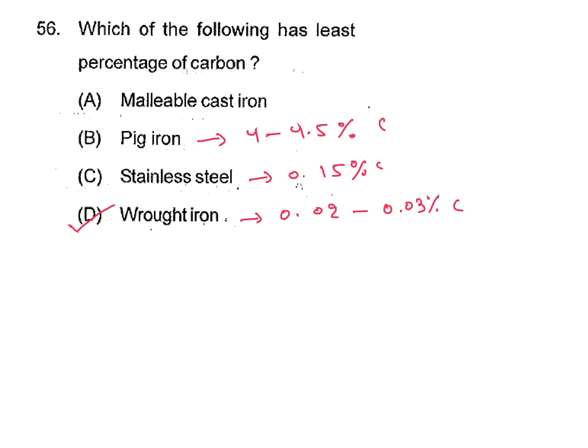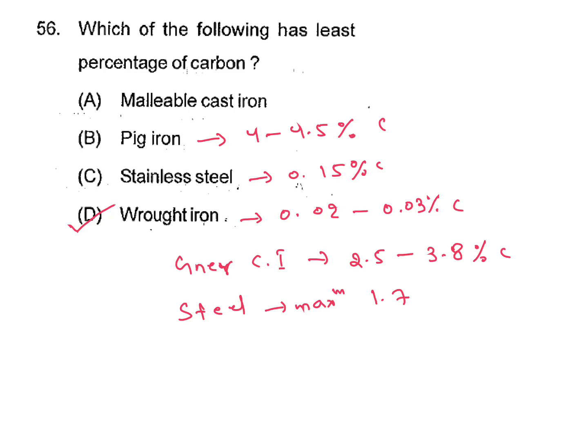And for grey cast iron, this is also important. Carbon percentage 2.5 to 3.8% carbon. For steel, maximum carbon percentage 1.7%. So our answer is wrought iron.